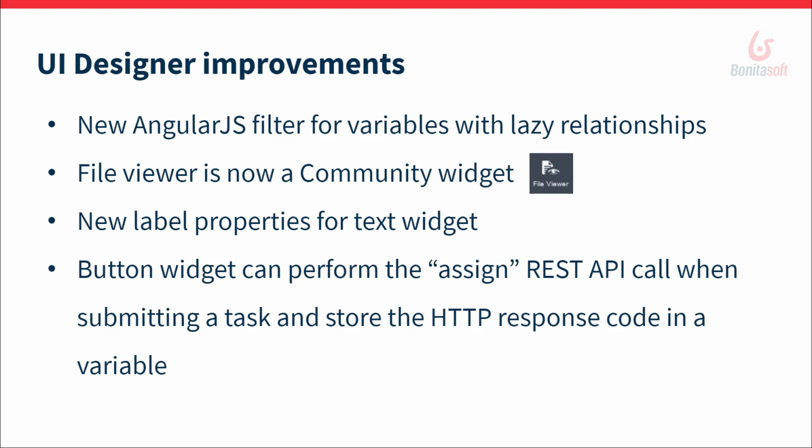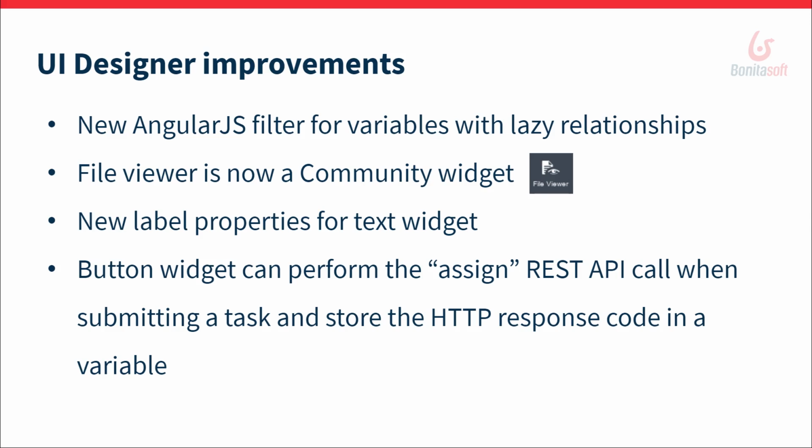If the form is displayed outside the portal, like for example in a living application or in an iframe in another application, it doesn't bring this feature of being able to claim the task. So now it's possible to define the button as performing this claim action. So it will actually perform two REST API calls, one to assign the task, to claim the task, and the second to actually submit the task with the form data.